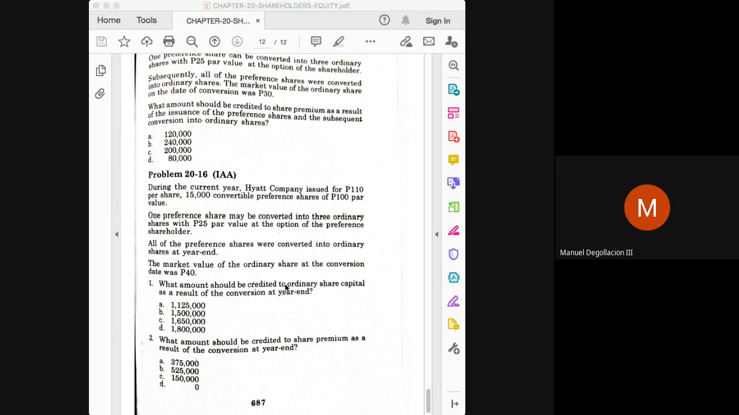Okay, and for you to get that, you should be able to solve the 45,000. Okay, and where did we get the 45,000 shares? We have the 15,000 convertible preference shares multiplied by 3, because each convertible preference share can be converted into 3 ordinary shares. Okay.